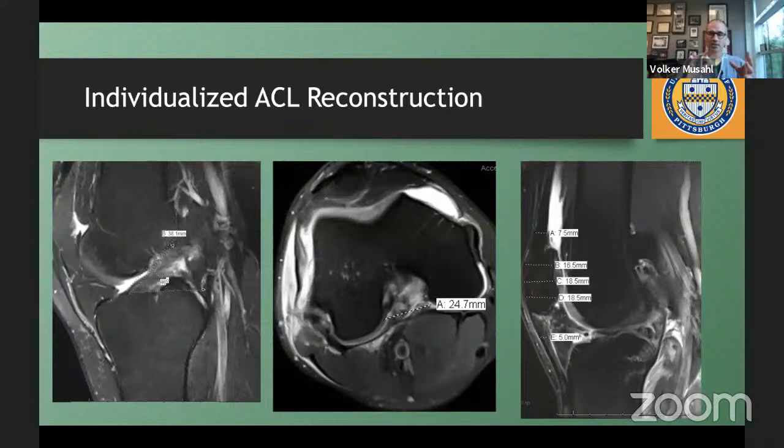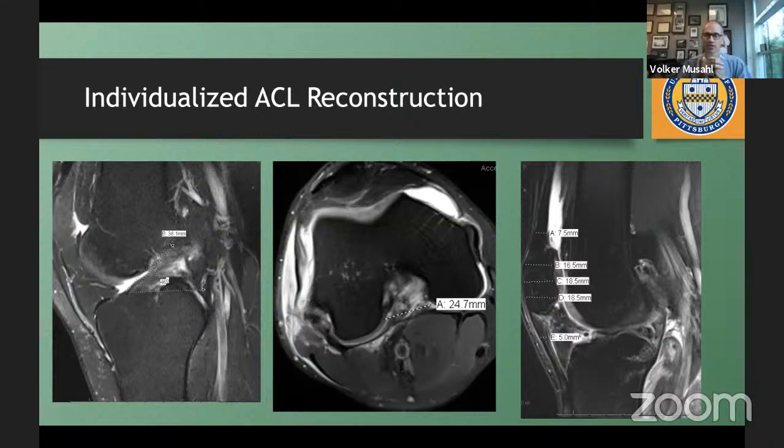Individualized also means that you study this patient before surgery. And we almost always get an MRI, and so you can measure how big is the ACL, what's the inclination angle of the ACL, how wide is the notch. This here, 24 millimeters, is huge. It's a huge notch. You can put any graft in there you want. It'll probably be fine. But if you have a 9-millimeter notch and you put a 10-millimeter graft in there, guess what?